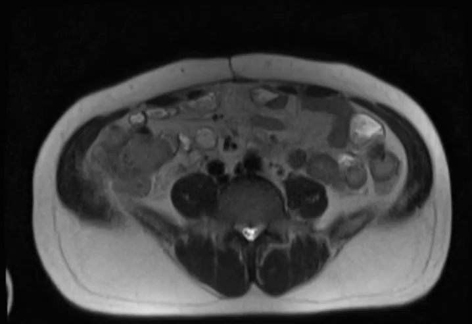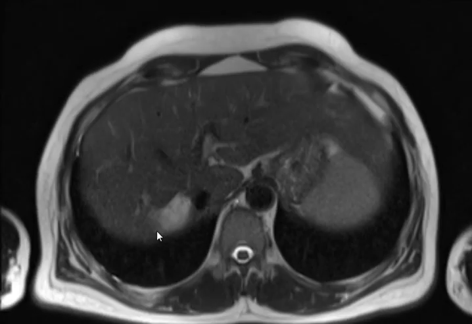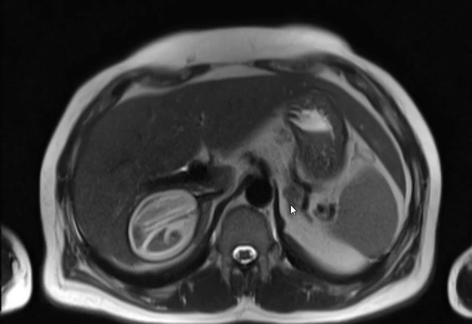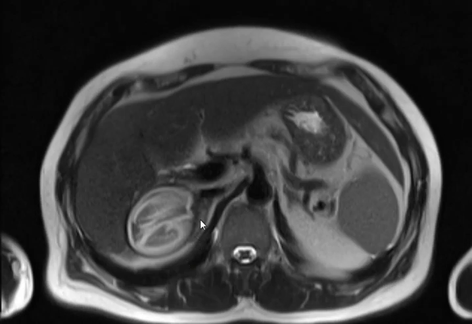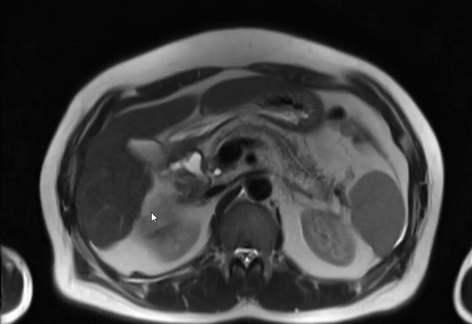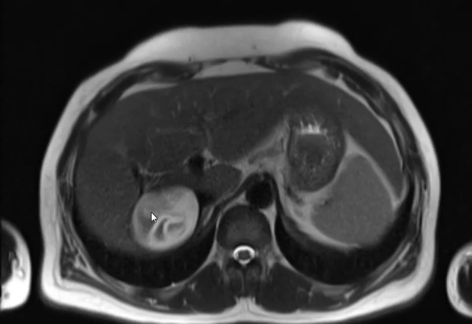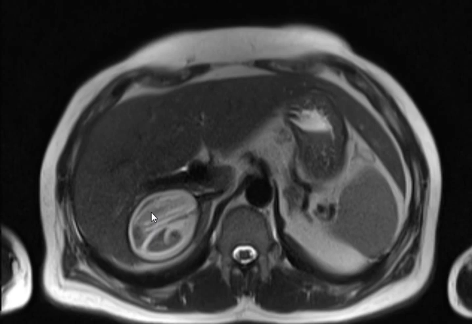Okay, on T2 or T1 it will be more obvious. So this is the left adrenal, and where's the right? You can see this part present, and here the anterior limb is replaced by a hydatid cyst. So we don't have a liver hydatid.